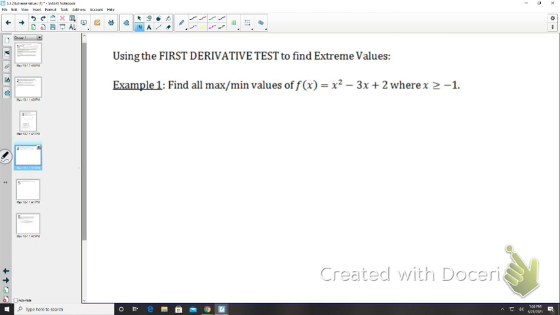Okay, so those are our 3 steps that we need to do. Ready to get into a problem?